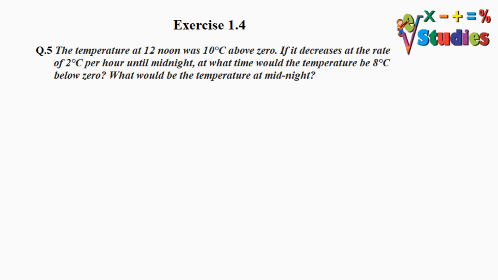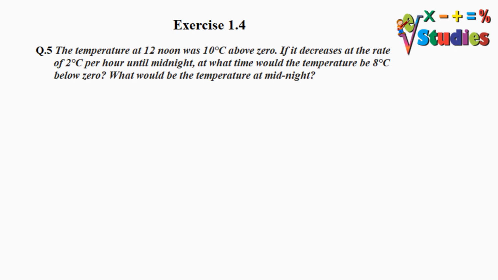Question number 5. The temperature at 12 noon was 10 degrees Celsius above zero. If it decreases at the rate of 2 degrees Celsius per hour until midnight, at what time would the temperature be 8 degrees Celsius below zero? What would be the temperature at midnight? Students, we have two things to find out here.